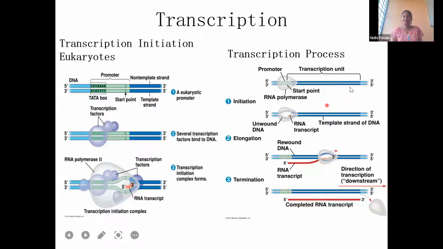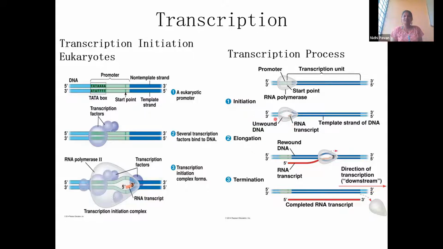Here you can see this is the promoter region where the RNA polymerase is attached, and this is a transcription region, and this will be a terminator region. So when the RNA polymerase is attached there, what is happening? The DNA is becoming uncoiled. It unwinds. You can see, unwound DNA.